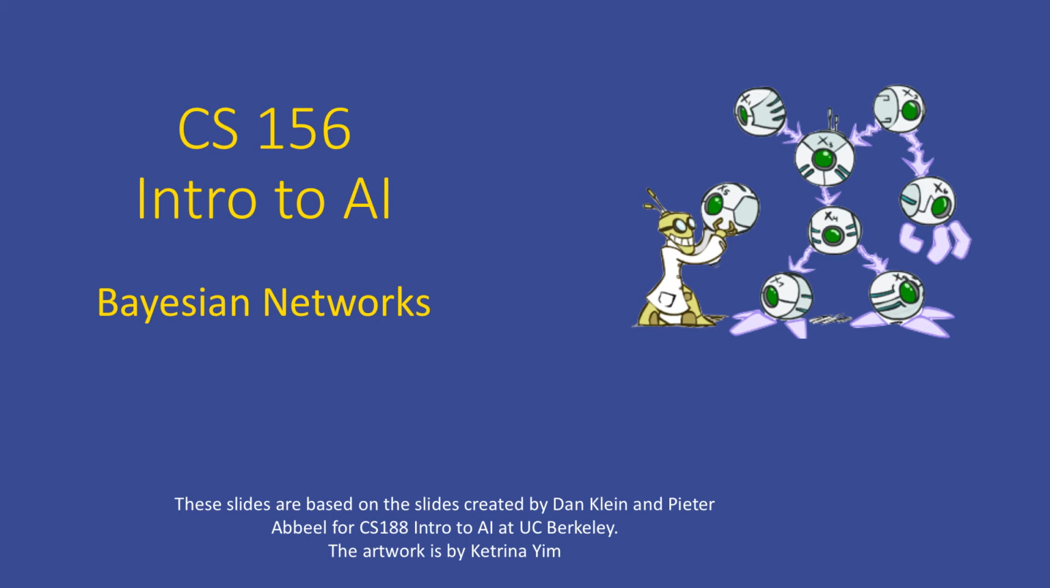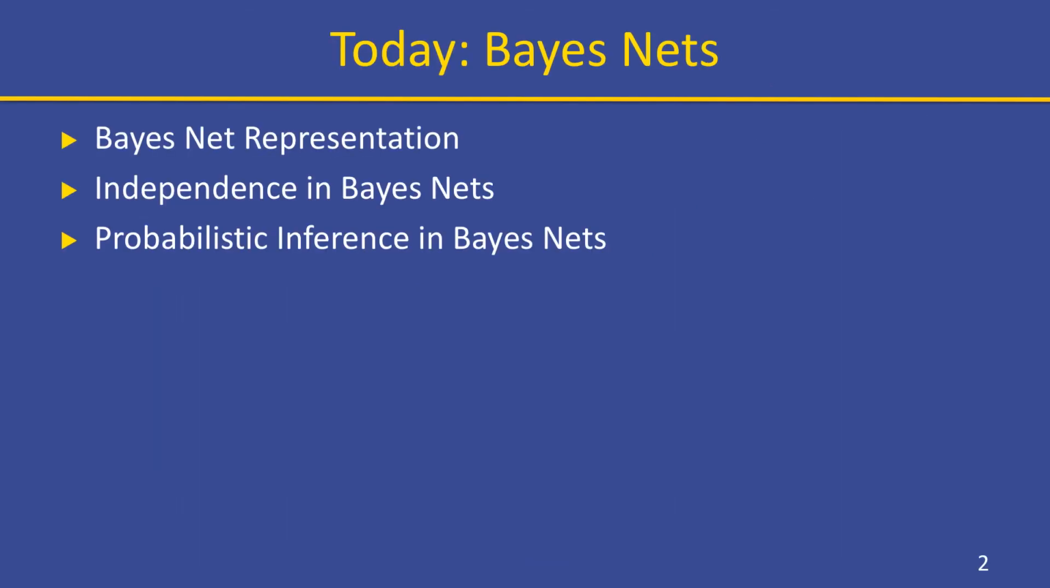Welcome back, everyone. So today we'll learn how to represent a probabilistic model with a Bayesian net, also called BayesNet. We'll then see how a BayesNet can capture independence relationships between random variables. We'll then use the BayesNet as the basis of our probabilistic inference.